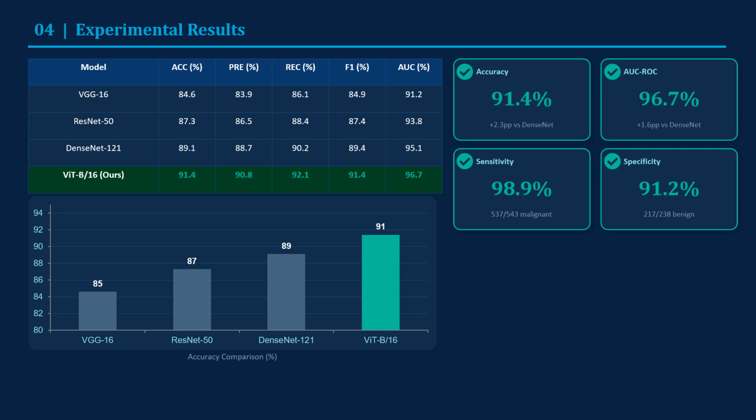The overall classification accuracy reached 91.4%, while the AUC reached 96.7%. Compared with the strongest CNN model, which was DenseNet 121, our approach improved the accuracy by 2.3 percentage points.